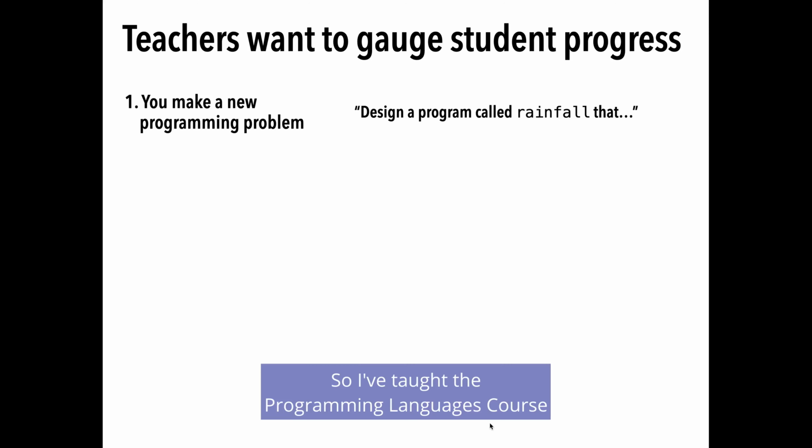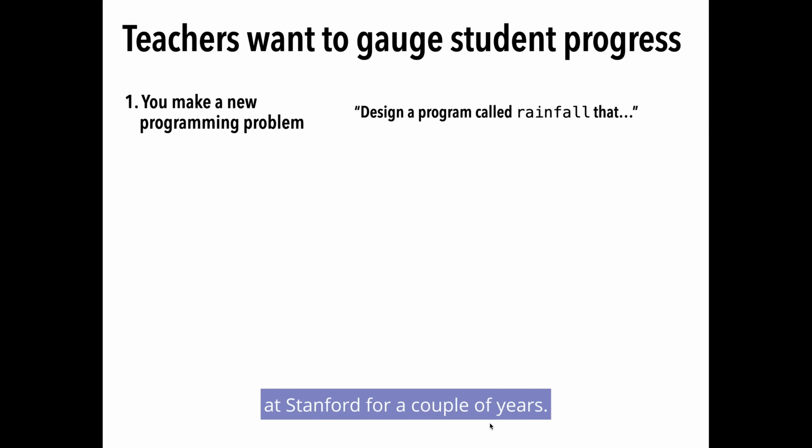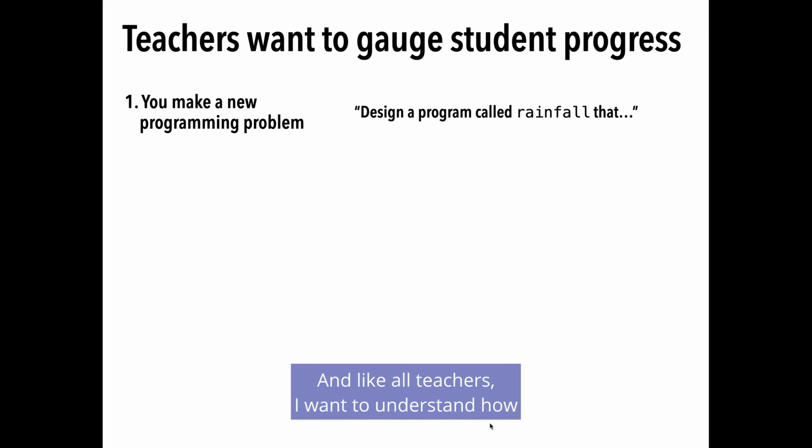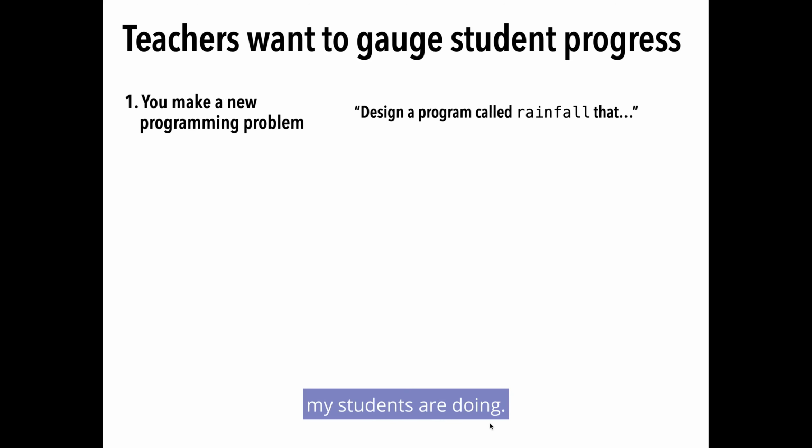So I've taught the programming languages course at Stanford for a couple of years. And like all teachers, I want to understand how my students are doing. What's the evidence of their learning, particularly beyond timed tests?